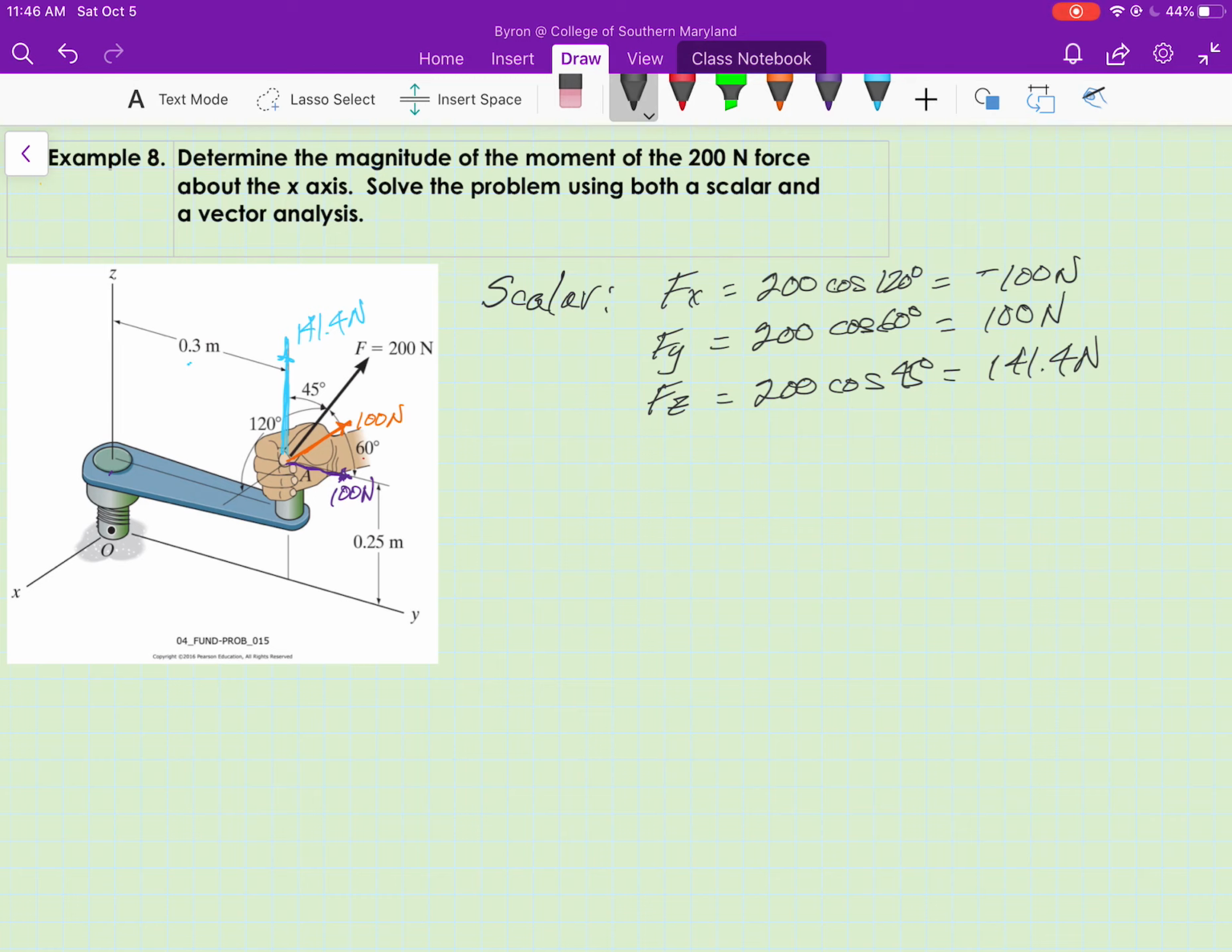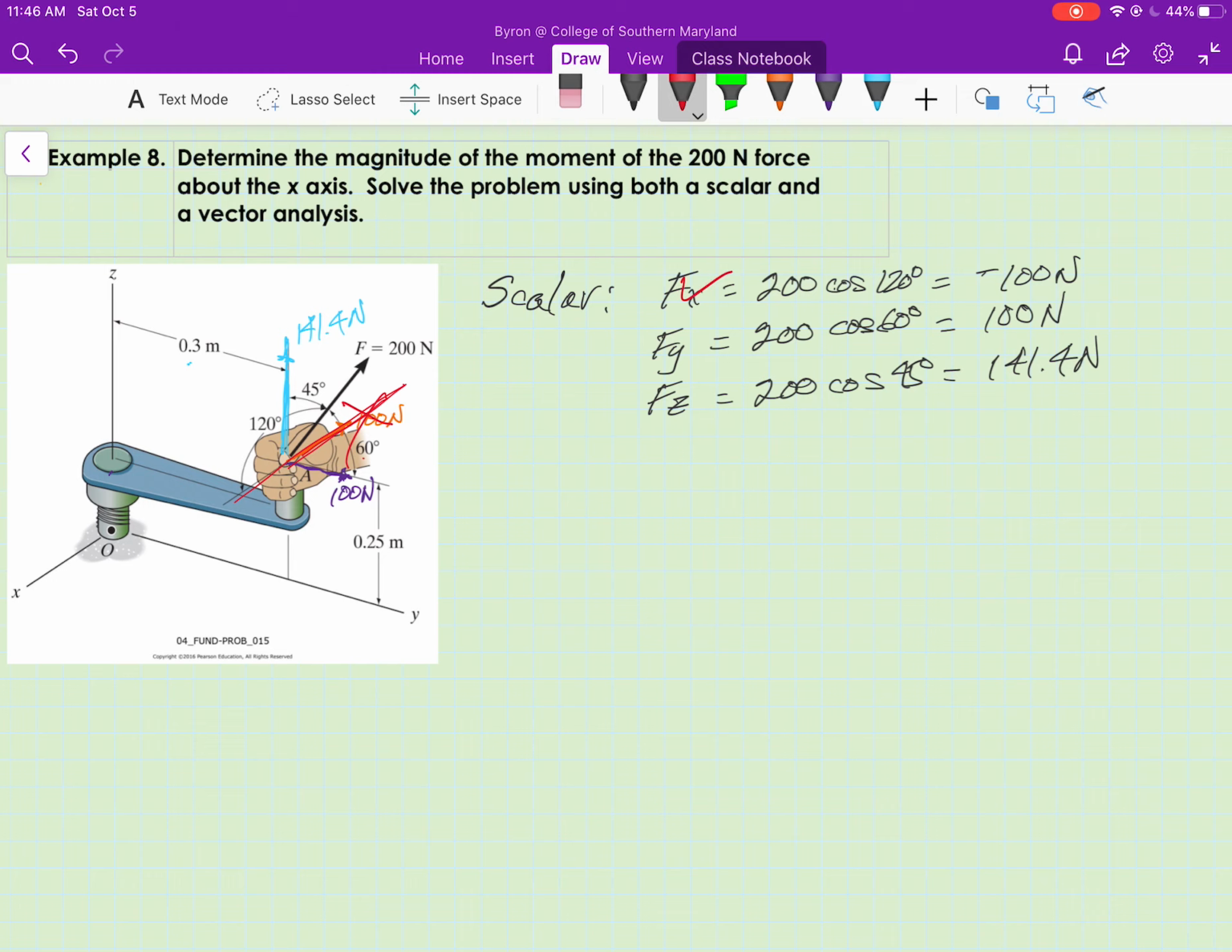Now we're going to use that in looking at the first component, F sub x. F sub x, by definition, acts parallel to the x-axis. Its line of action is parallel to the x-axis. So therefore, it does not produce any moment about the x-axis. So we don't have to worry about F sub x.